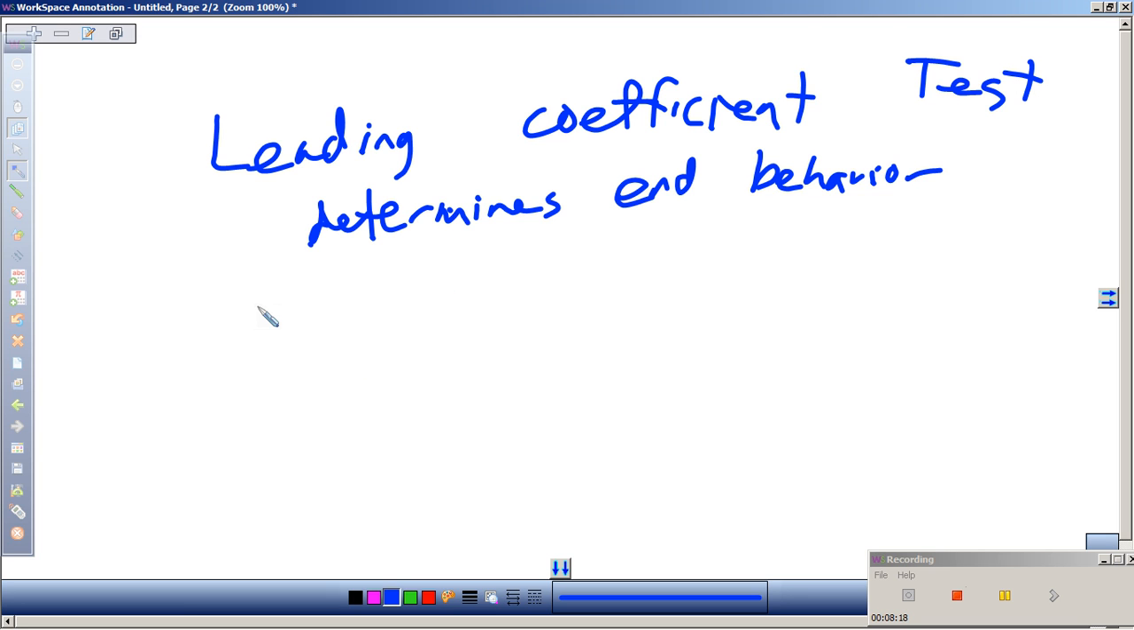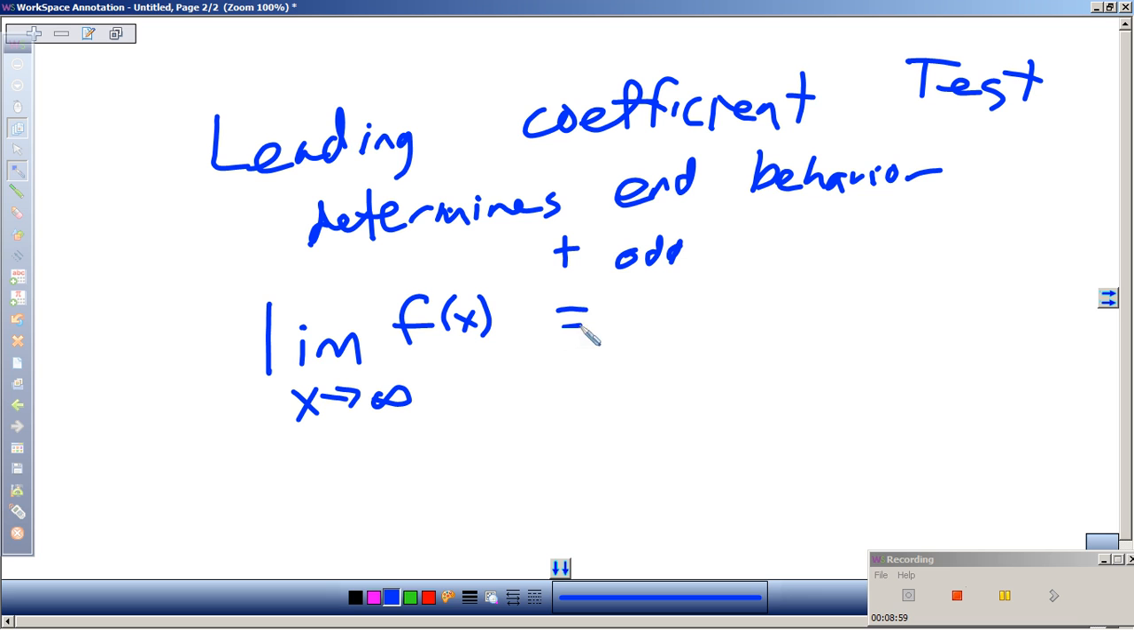Now, I don't know if I showed you this notation before, the limit notation. Do you remember seeing that? Limit as x goes to infinity. Okay? This says what happens in the long run. What's happening in behavior? So if it's positive odd, what is this going to equal? As x goes to infinity, so you're talking about which side, left or right? Right-hand side, it's odd, it's positive, it is infinity.